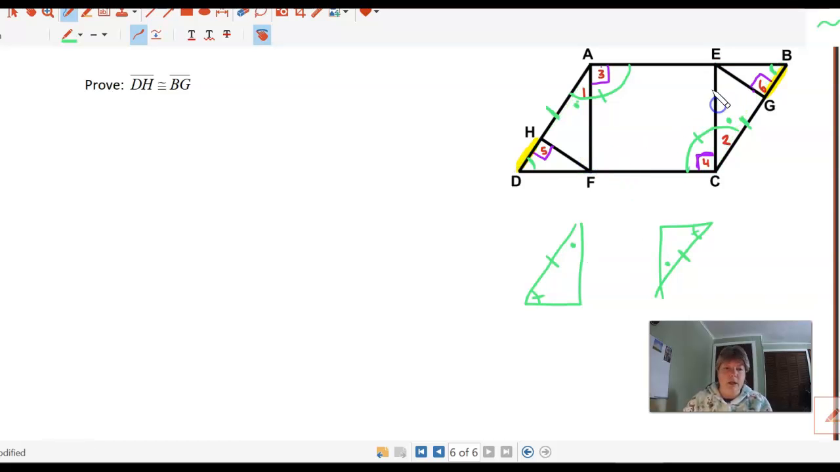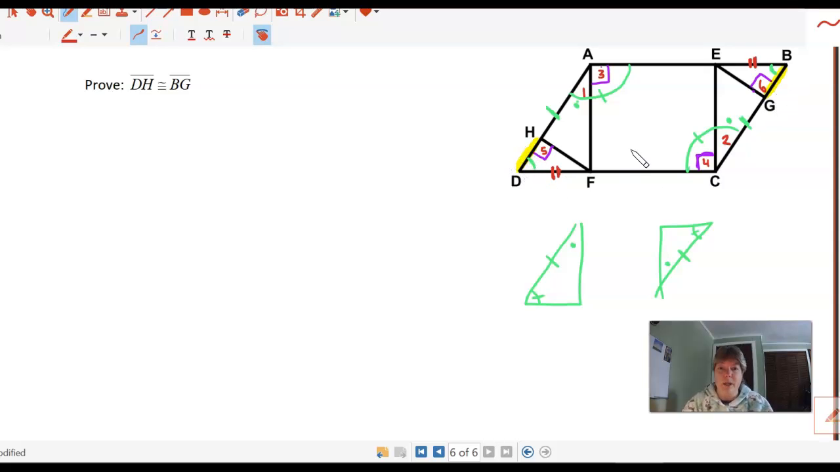So let me get some of this out of the way here. My goal here, by the way, is I've highlighted the segments that I'm trying to prove are congruent, and I've noticed that they're segments of these little triangles right here. So I'm going to try to prove this little triangle congruent to this little triangle. So now I have DF right here. I have this segment congruent to this segment by corresponding parts. I have right angles right here and here at 5 and 6, and then angle D and angle B are congruent. So now this little triangle, HFD, and triangle GEB are congruent by angle side angle. And that's going to get me BG congruent to HD.